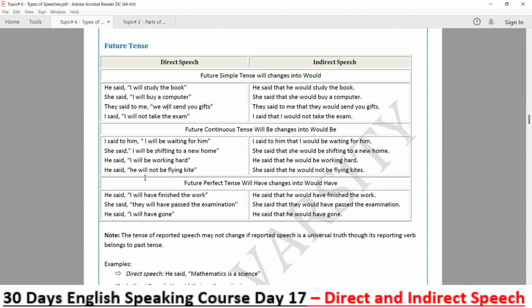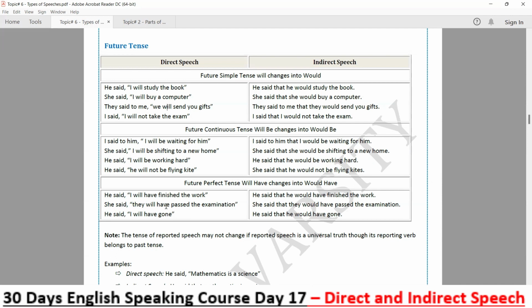He said, "He will not be flying kites." In indirect speech, she said that he would not be flying kites. These are some rules which we need to understand. Another thing: future perfect tense, will have, changes to would have. Instead of will, would is used here. He said, "I will have finished the work." In indirect speech, he said that he would have finished the work.